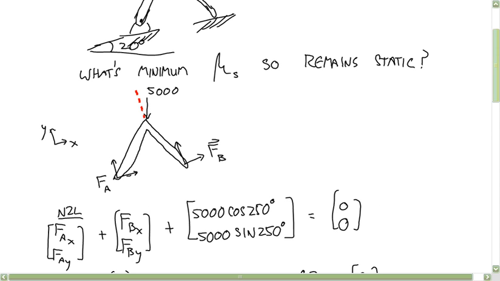Because the coordinate system is here. So, you know, you can think of it as this is 20. And so that's negative 5,000 cosine 20. You could do it that way, or you could do it as 5,000 times cosine of 250.